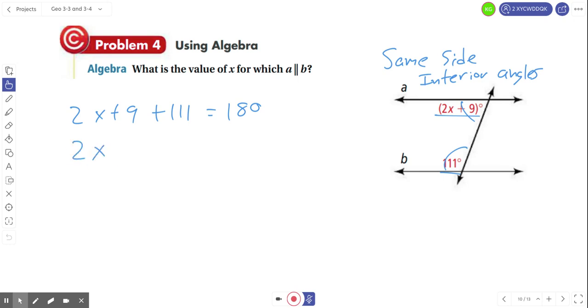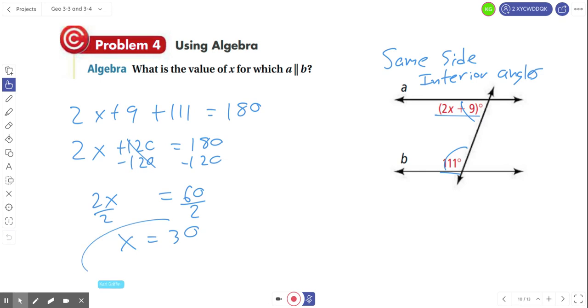9 and 111 makes 120. That's just combine like terms. Minus 120 on both sides. I get 2x equals, this goes away, this becomes 60. Divide by 2, divide by 2, x has to equal 30 degrees.